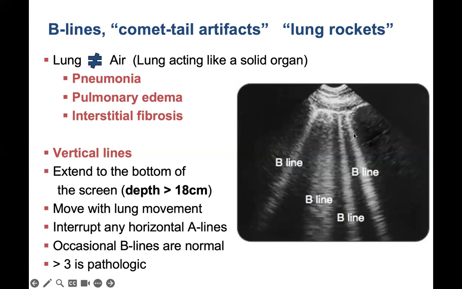So again, these B lines will extend to the bottom of the screen. You should have that increased depth. They will move with the lung movement. They will interrupt any A lines, so you might see your A lines and then have these B lines coming down through it. Occasional B lines are normal, so one or two going through your screen, not a big deal, but more than three is pathologic and therefore considered a B profile.